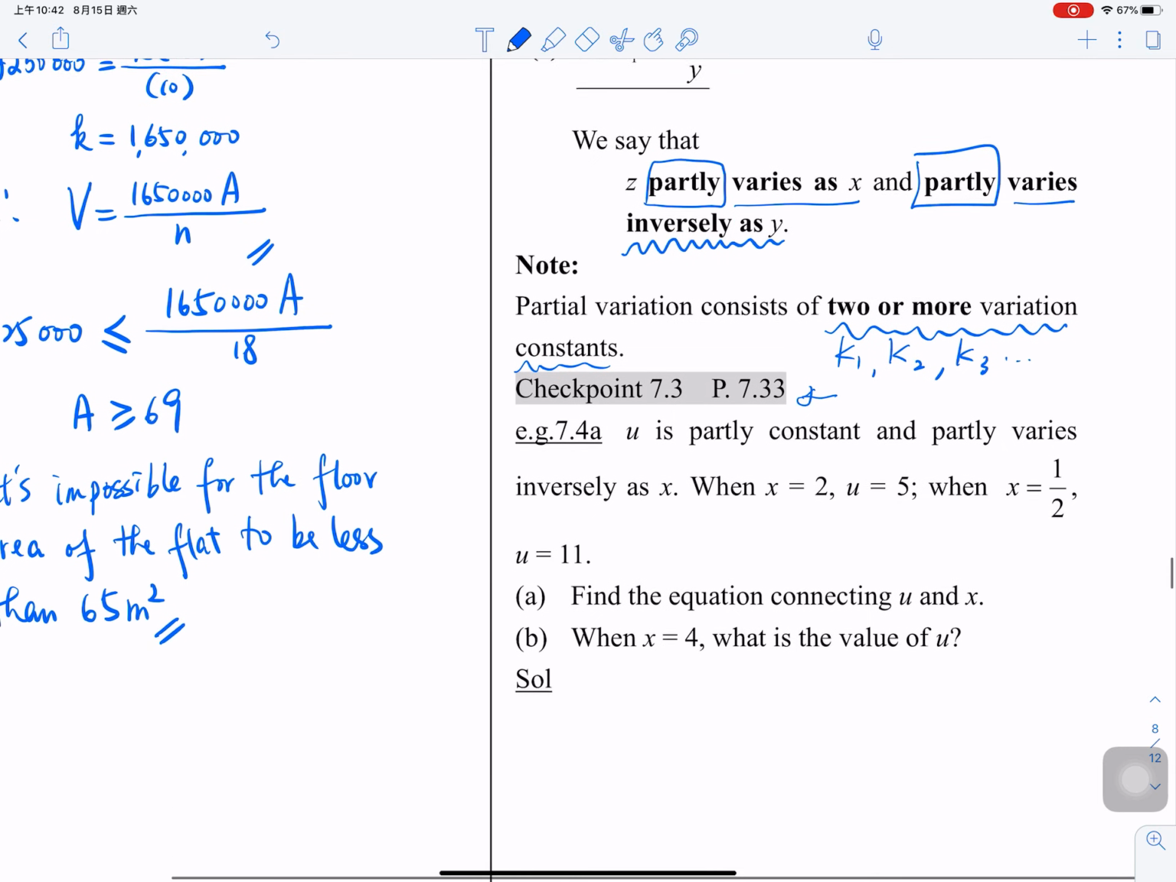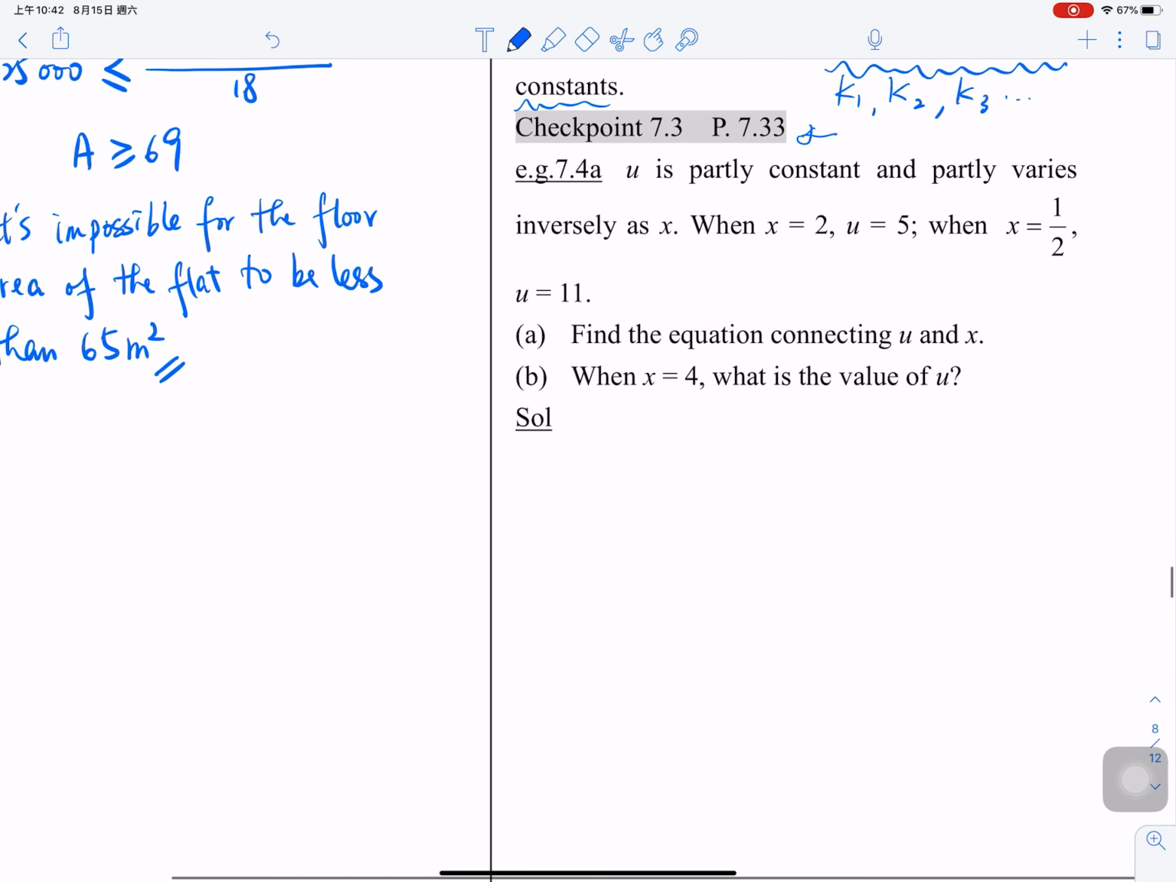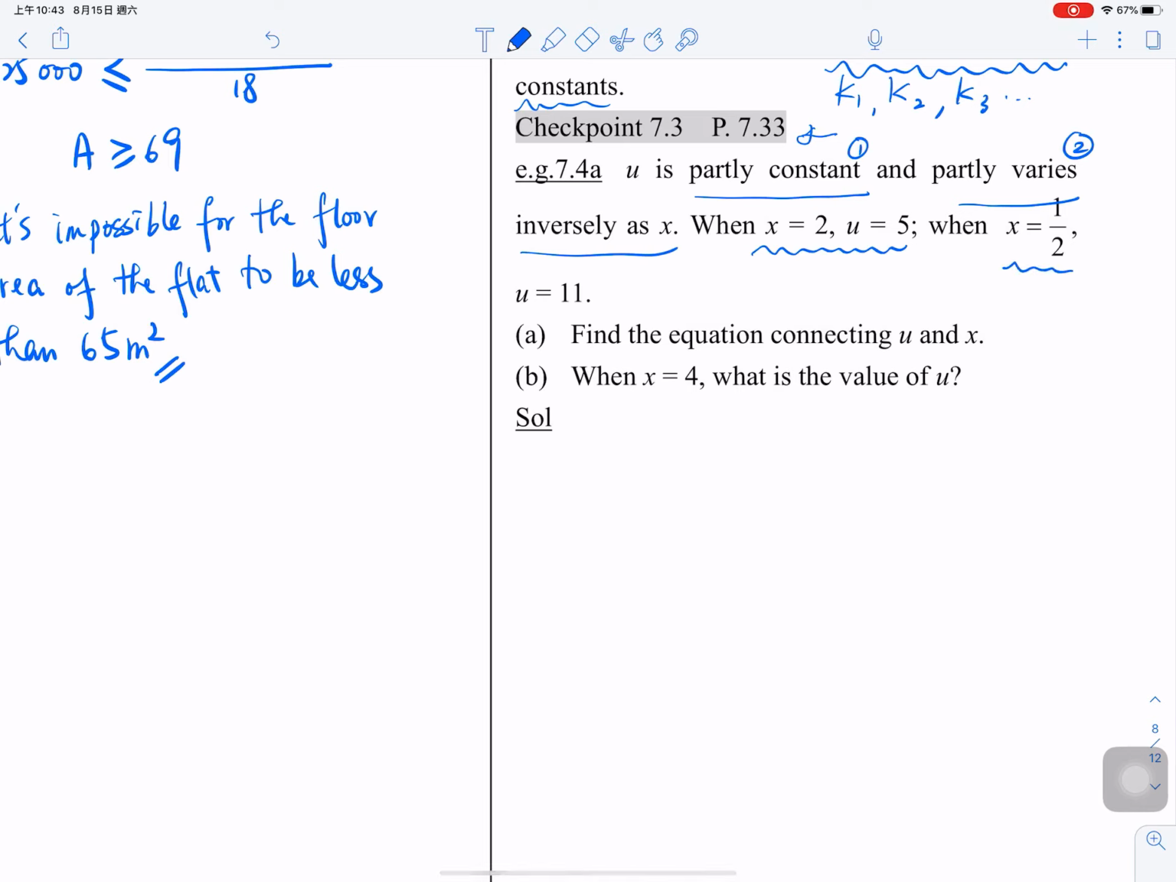Let's see 7.4a first. u is partly constant and partly varies inversely as x. So that means two parts, 1, 2. Okay? And it gives you some relations between x and u. x equals 2, u equals 5. Okay? When x equals 1 over 2, u equals 11. So find the equation connecting u and x. That means the relation between u and x.